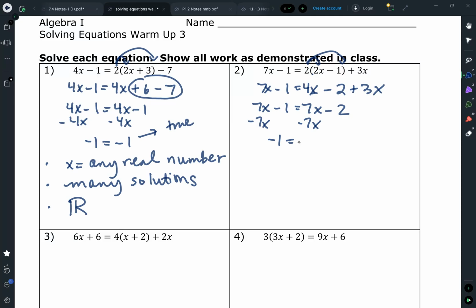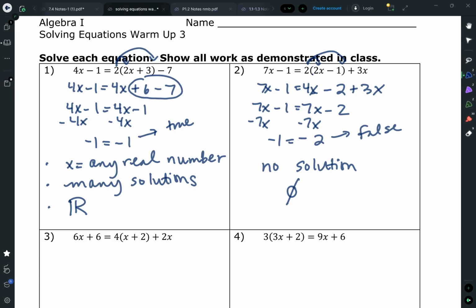7x's are gone again. Oh, this time we have something weird though. Maybe I did this right. This one we have something that's not true. So the last one we had a true statement. This one we have a false statement. So if we get something that's false, that means that there is no solution. And the way we would write no solution is a 0 with a line through it.